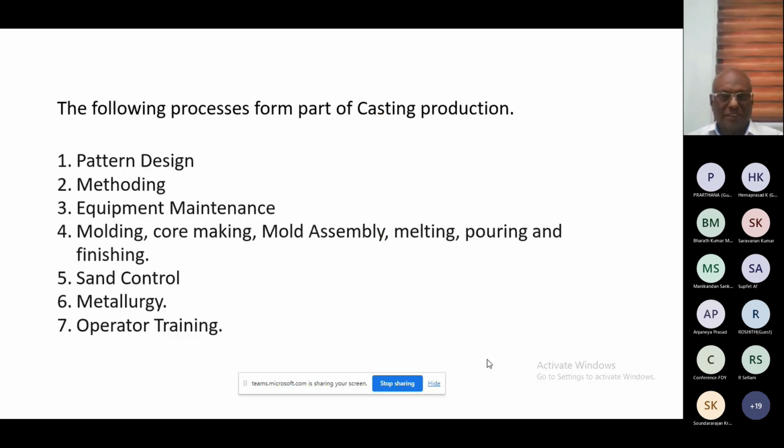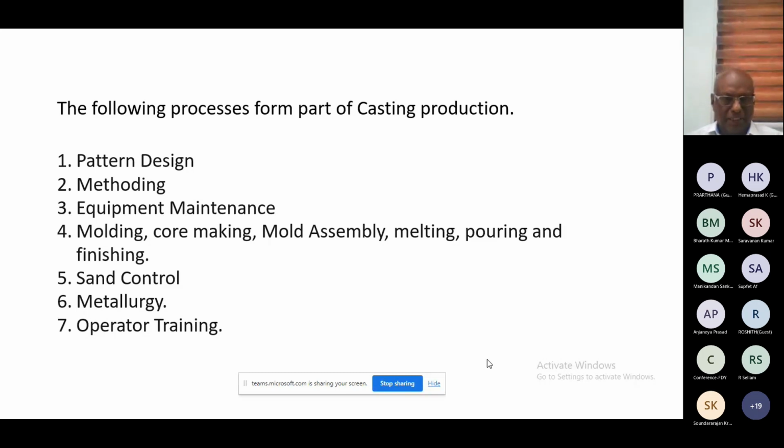The following processes form part of casting production: pattern design, methoding, equipment maintenance, molding, core making, mold assembly, melting, coring and finishing, sand control, metallurgy, operator training.